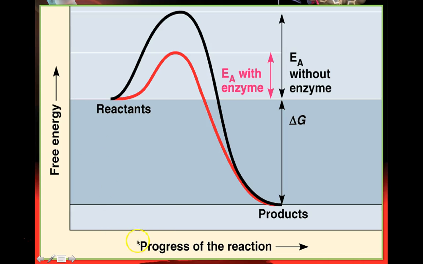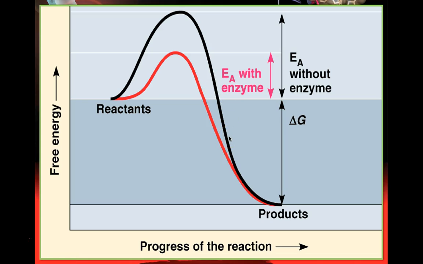On the x-axis, we have progress of the reaction. So this is our time. As we go farther over this way, that just talks about how much time the reaction takes to take place. Now we have two separate lines over here. This red line represents a chemical reaction that has happened with an enzyme. And this black line represents that exact same chemical reaction happening without an enzyme.